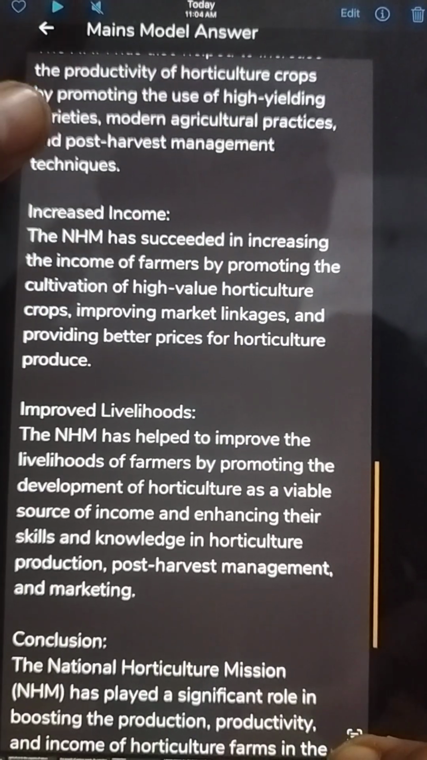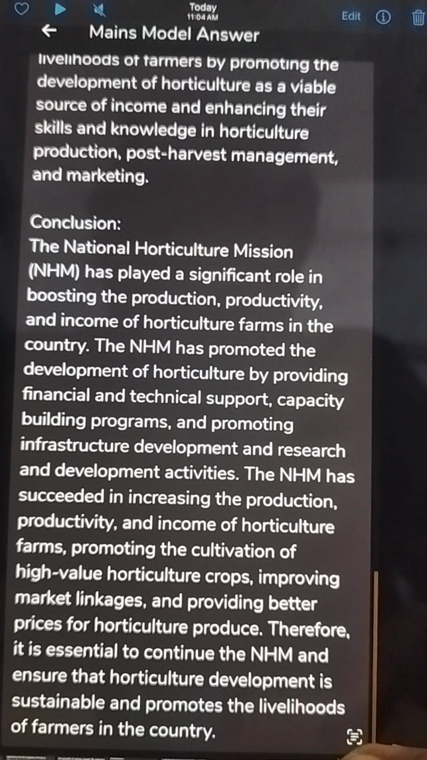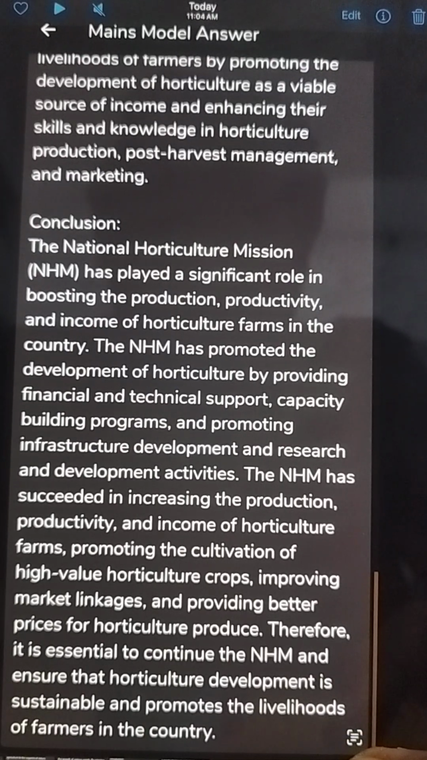And the conclusion comes. The National Horticulture Mission has played a significant role in boosting the production, productivity, and income of horticulture farms in the country. NHM has promoted the development of horticulture by providing financial and technical support, capacity building programs, and promoting infrastructure development, research and development activities.